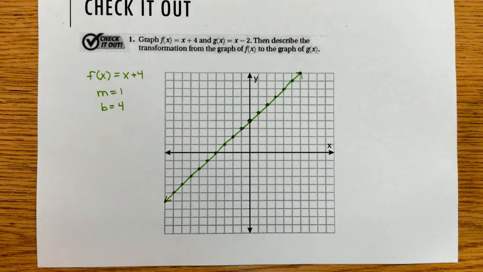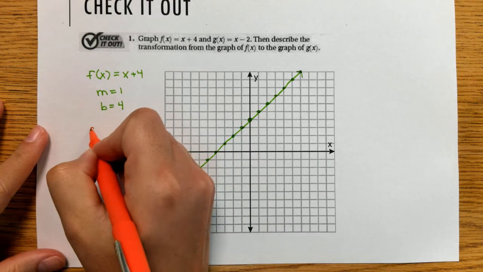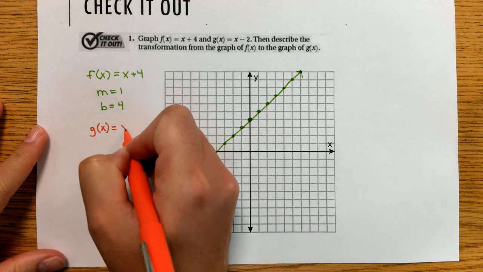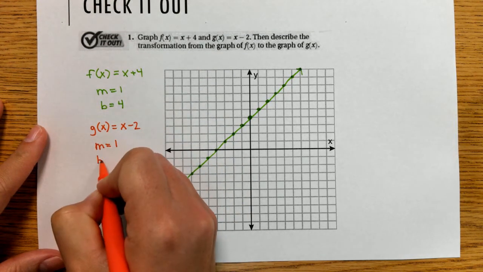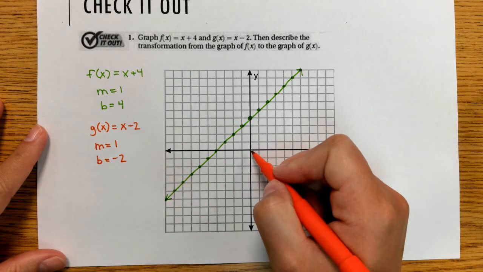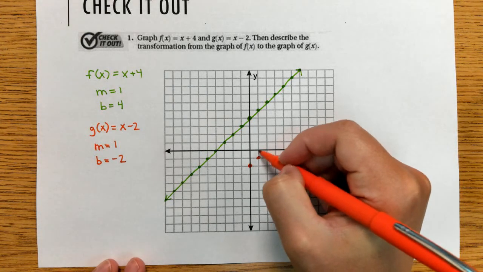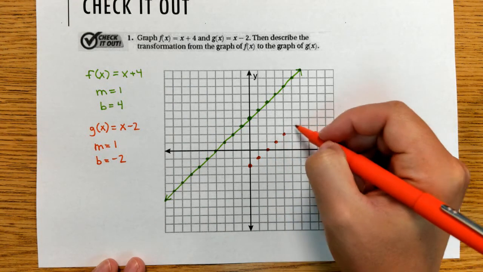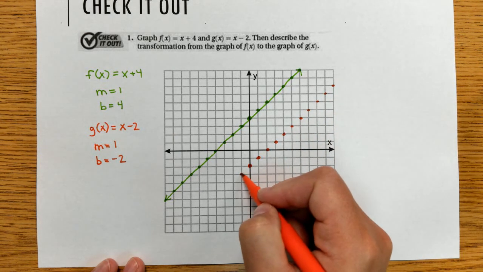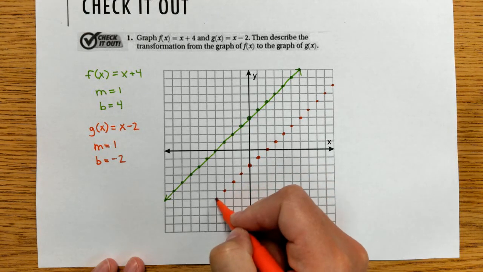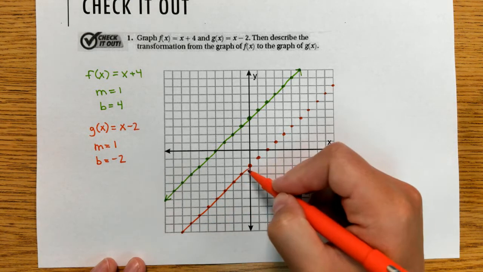We're going to repeat this process for our second graph. Our second graph is g of x equals x minus 2. Slope is 1. Y-intercept b is negative 2. So I'm going to go down 1, 2. There's my intercept. Then I go up 1, right 1, up 1, right 1. And then in the opposite direction, down 1, left 1, down 1, left 1. And then here I'm going to connect my dots to form my graph.